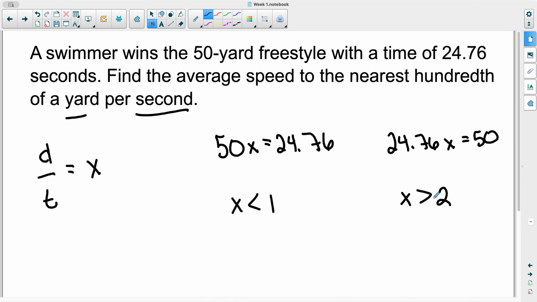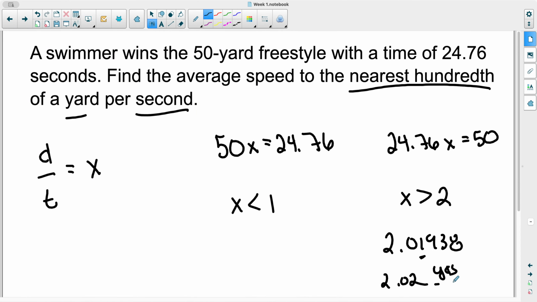And if we get a calculator out, 50 divided by 24.76 is 2.01938. We'll stop there. But it says to the nearest hundredth. Here's our hundredth, so we do 2.02, and it's yards per second.